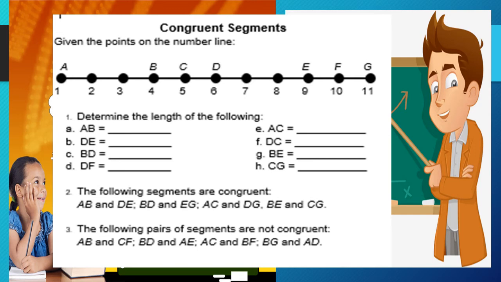Now, let's try another one. The following segments are congruent: AB and DE, BD and EG, AC and DG, BE and CG. Why do you think so? It is because they have the same length. For number 3, the following pairs of segments are not congruent: AB and CF, BD and AE, AC and BF, BG and AD. It is because they don't have the same length.